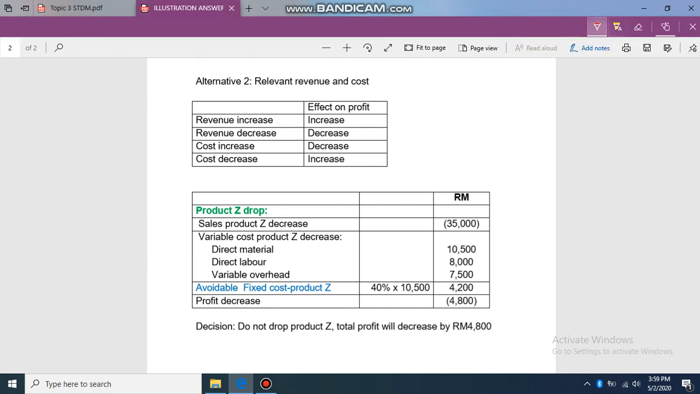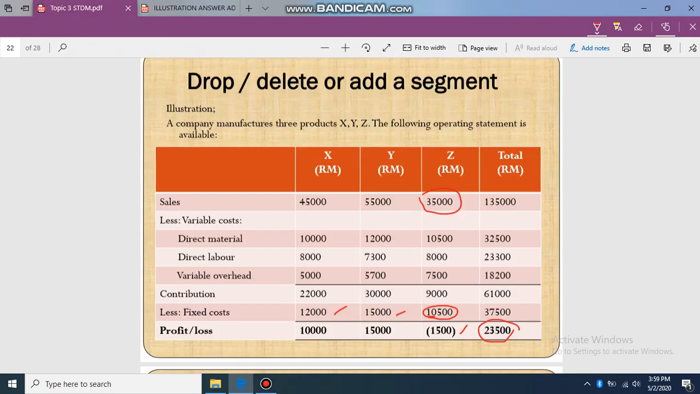Okay, so what is the relevant revenue and relevant cost? If the revenue increases, we will see the effect on profit: revenue increase, the profit will increase. If the revenue decreases, the effect on profit is a decrease. How about cost? If the cost increases, the profit will decrease. If the cost decreases, the profit will increase. Okay, we refer to the illustration.